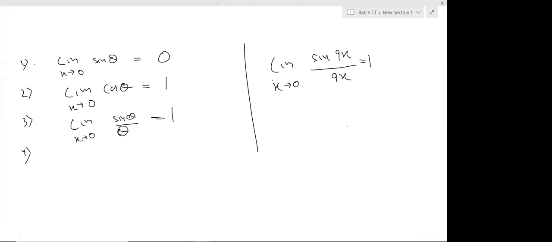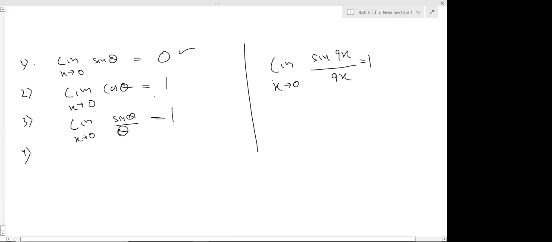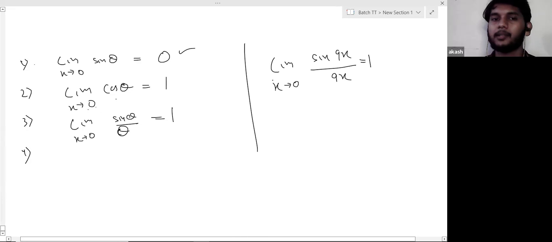Yes, sir. Can you explain the first two? First two, all right. Direct substitution: if you put x equals 0, then sine 0 is 0. Limit x tending to 0 cos theta. So try to put, this is theta, my bad.